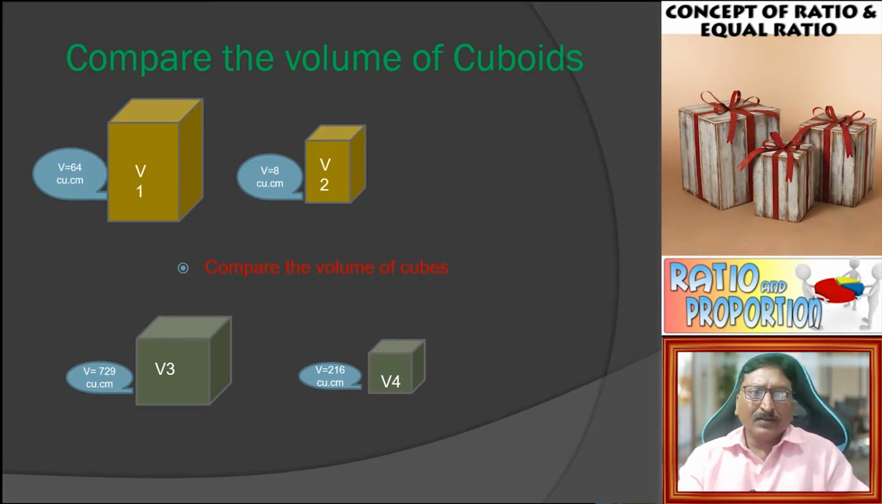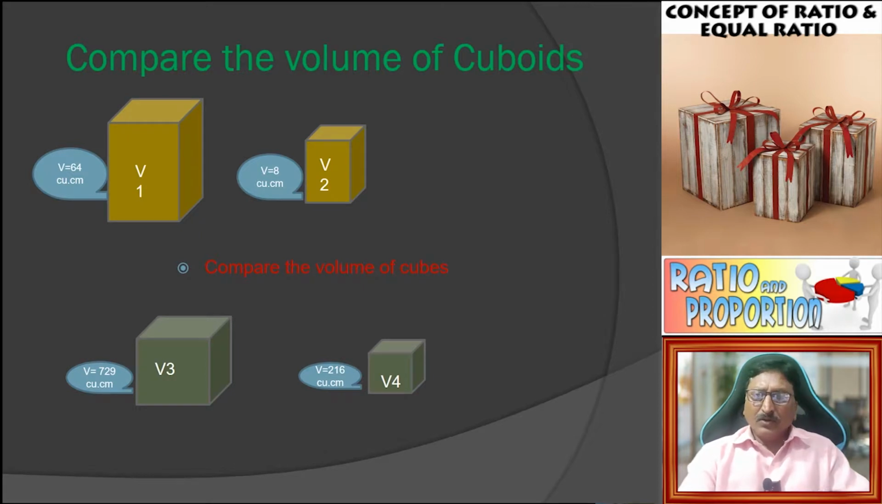If you compare the volume of cuboids, we can say the volume of the first cuboid is 56 cubic centimeter more than the volume of V2. Or by multiple, we can say that the volume of the first cuboid, that's V1, is 8 times the volume of cuboid V2. Similarly, you have to compare the volumes of cuboids. Ratio is also a type of comparison.